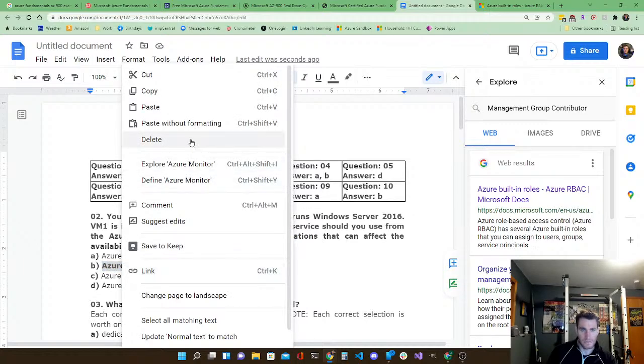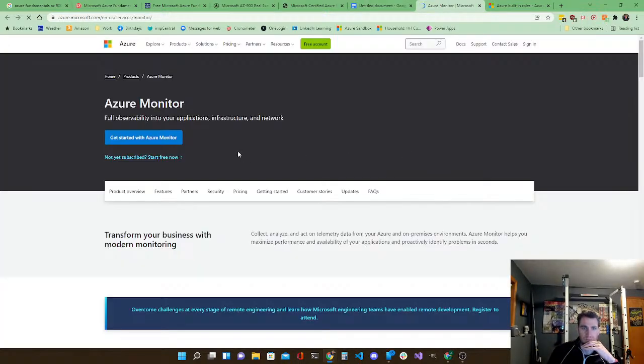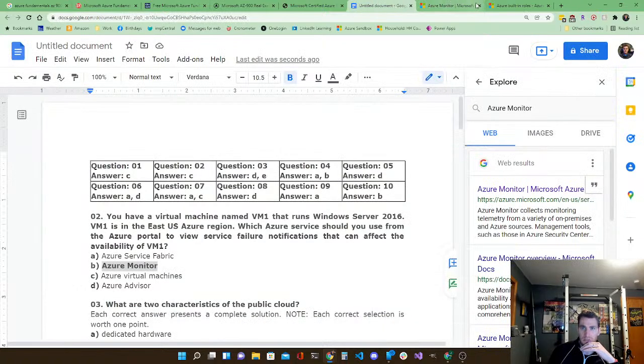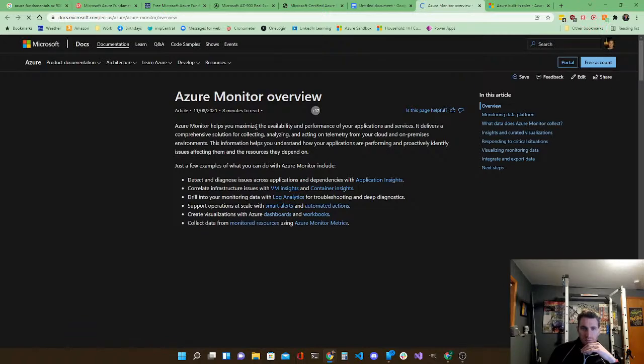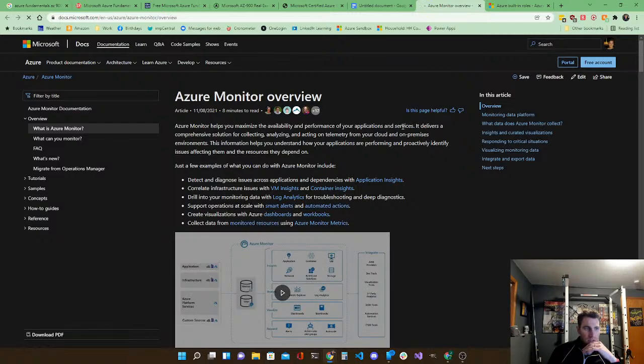Let's try to see what really is Azure Monitor. Maybe we don't know exactly what it is. I need the docs version here. Azure Monitor helps you maximize the availability and performance of your applications and services.